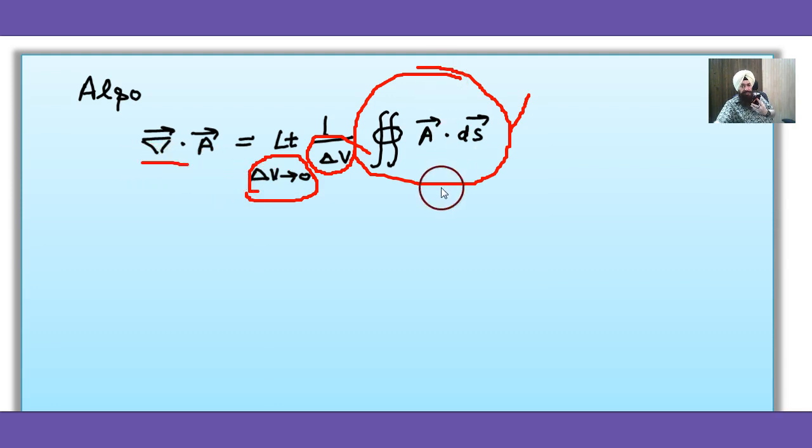So if the flux is diverging like this, a diverging flux.